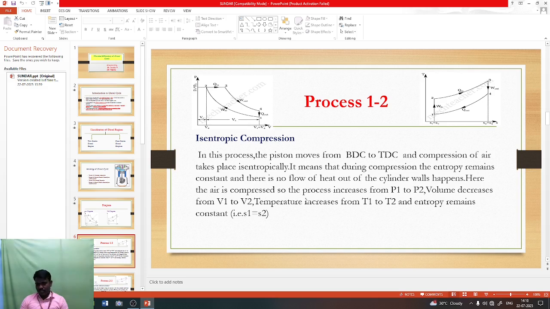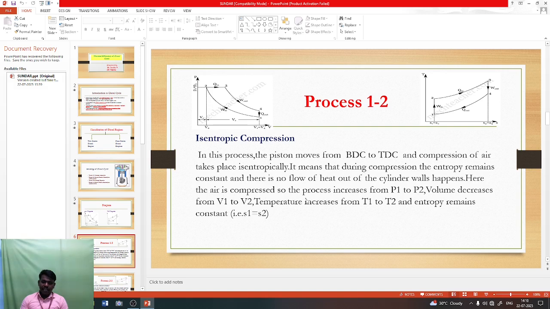In this process, the piston is moving from bottom dead center to top dead center, and compression of air takes place isentropically. It means that during the compression, the entropy remains constant. There is no flow of heat out of the cylinder wall. So here the air is compressed, and that's why we kept our PV diagram and TS diagram in one slide.